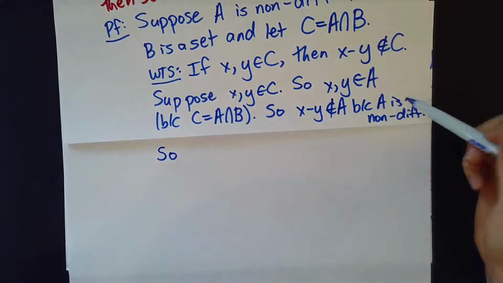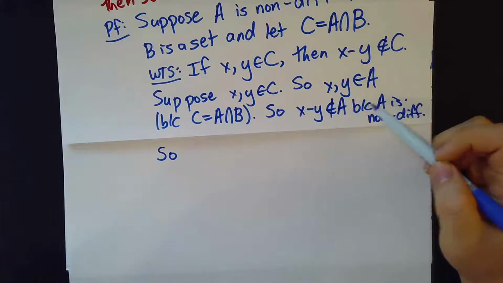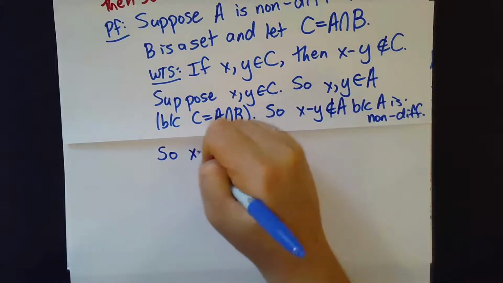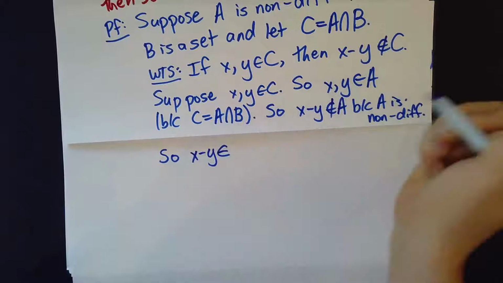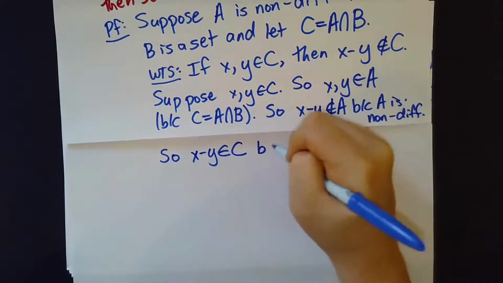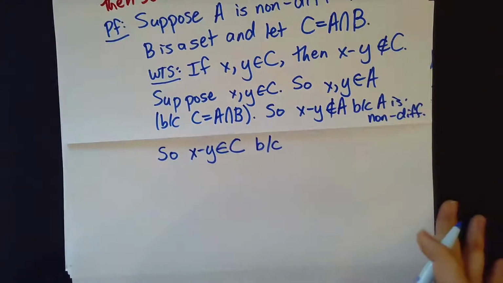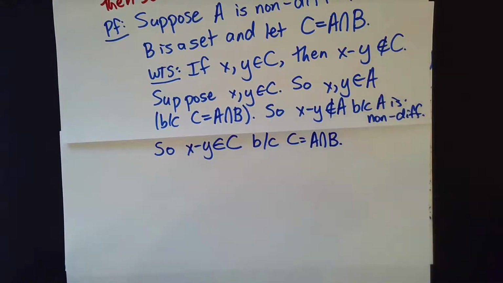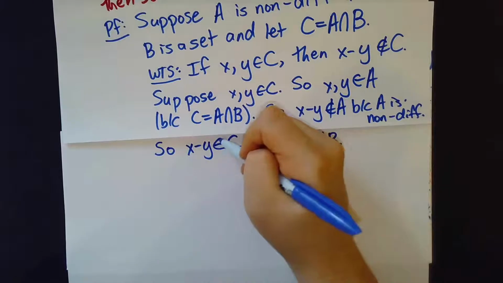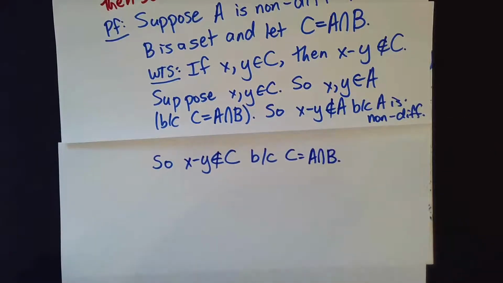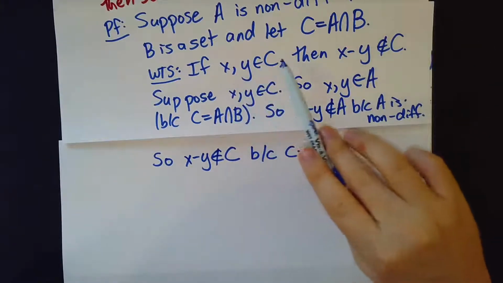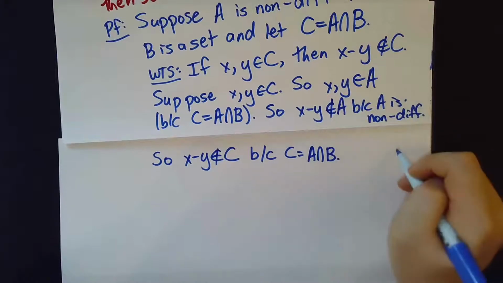And so, because A is non-differential, X minus Y is not in A, and so X minus Y is therefore not in C, because C is the intersection of A and B. And that completes the proof, because I've now shown that if X and Y are in C, then X minus Y is not in C.